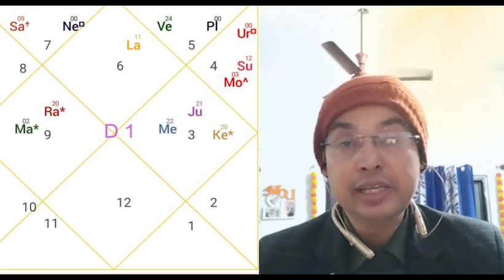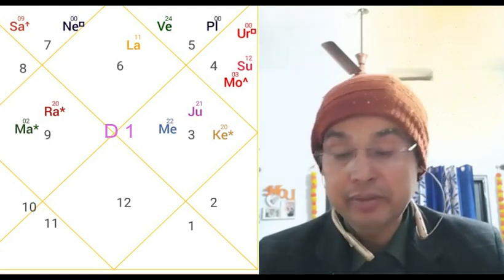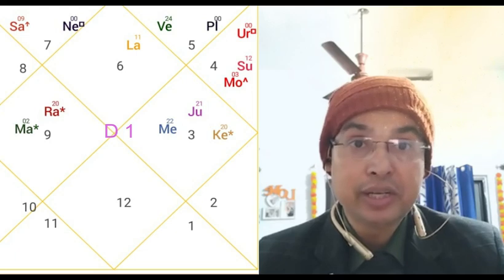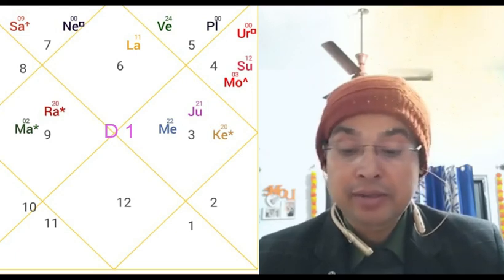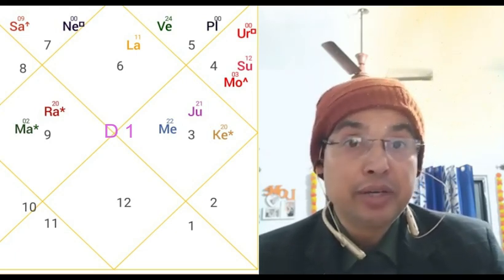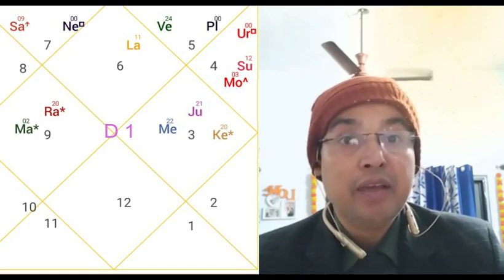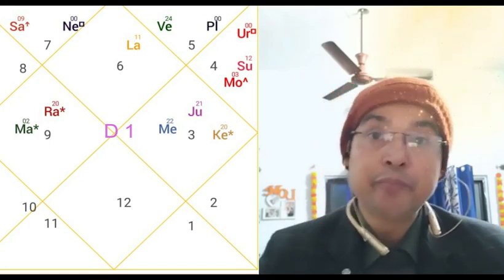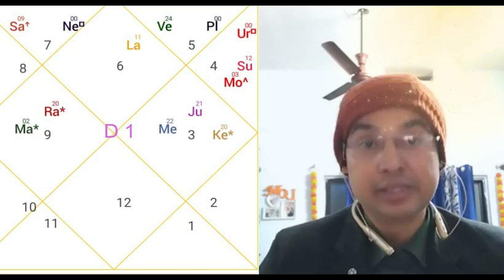He is a Virgo ascendant person. Second house Saturn exalted, fourth house Mars and Rahu, 10th house Jupiter, Mercury and Ketu, 11th house Sun and Moon together, and 12th house Venus. So these are the houses. Now I am going to interpret the D1 chart first. What kind of indications are we getting from this D1 chart?